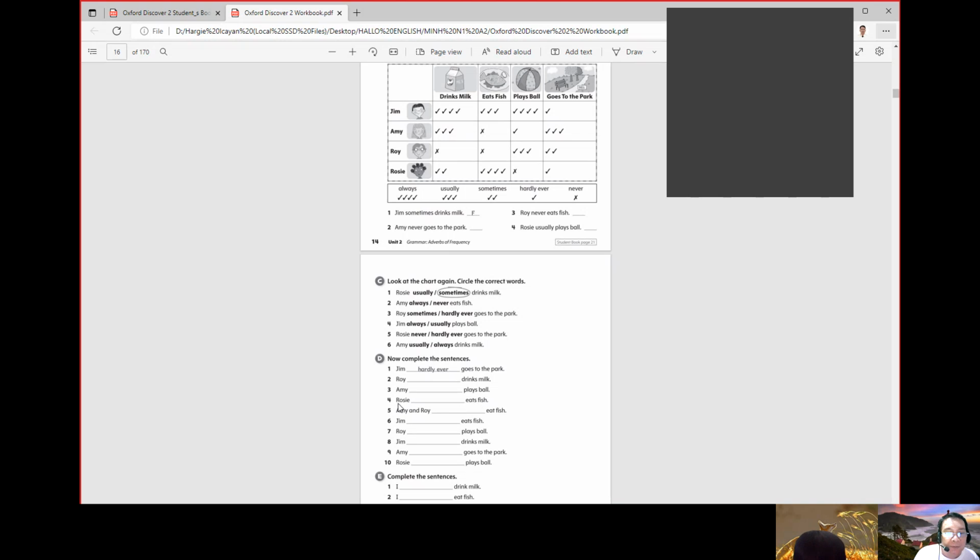Number four. Rosie always eats fish. Okay, because she got three checks in there. Number five. Amy and Roy never eat fish. Number six. Jim usually eats fish. Yes, so Jim usually eats fish.